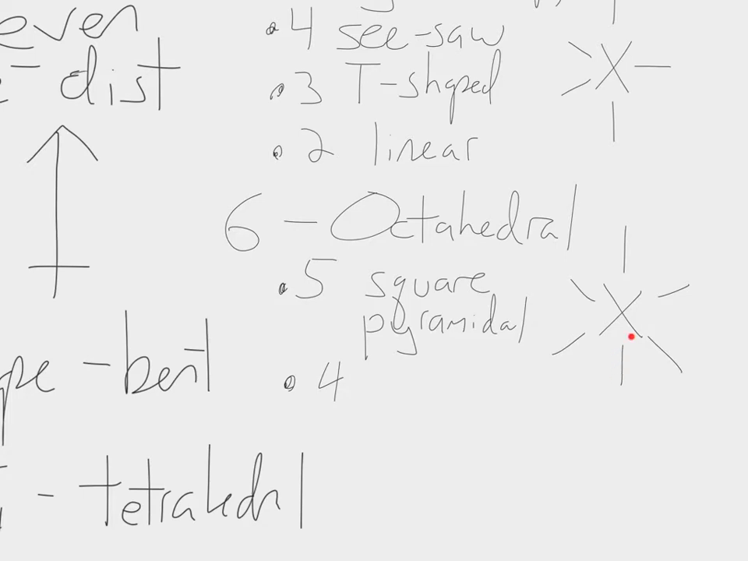And if only 4 of those were bonds, now we have to take off the opposite side. So if one's down here, the other electron pair will come off the top. We'll be left with that square center. We get square planar.